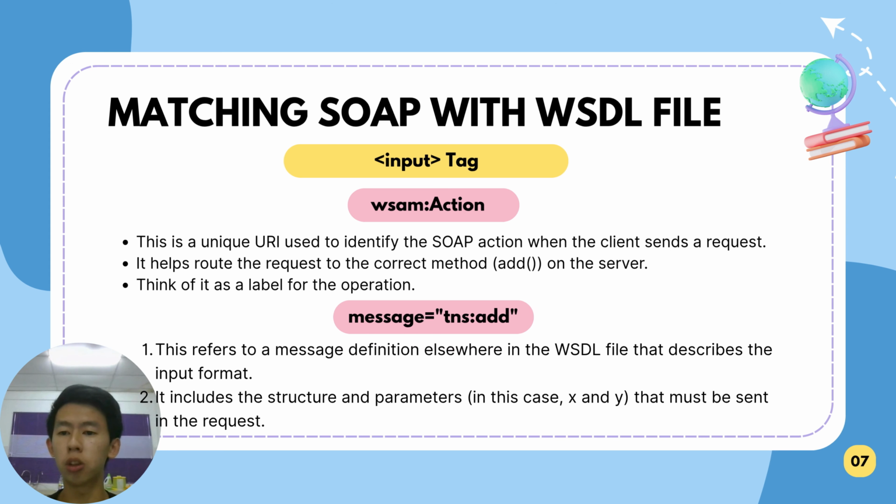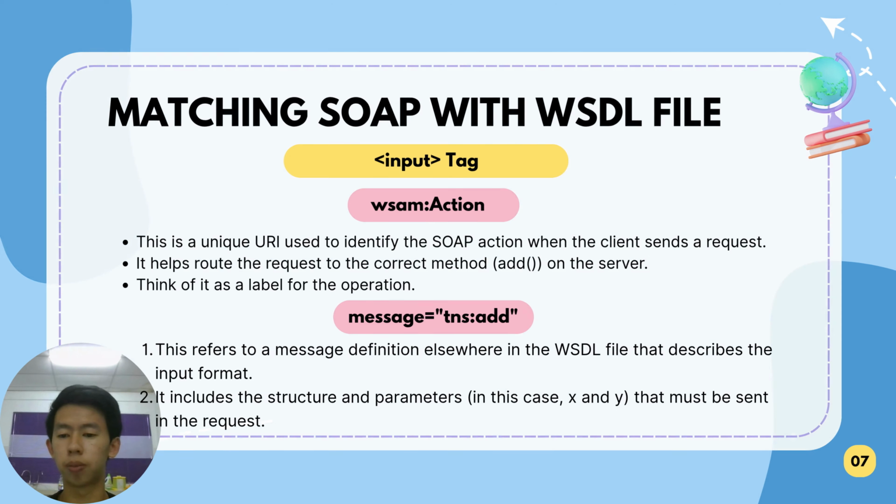So now I will continue from the previous slide, which is matching SOAP with the WSDL file. Now I will talk about the input tag. The input tag is a unique URL that identifies the SOAP action when the client sends a request, and it also acts as a reference to a message structure. This helps the server identify which operation is being requested, and what parameters are included. The message name tns:add tells the server to expect two numbers, x and y, which must be sent in the request.